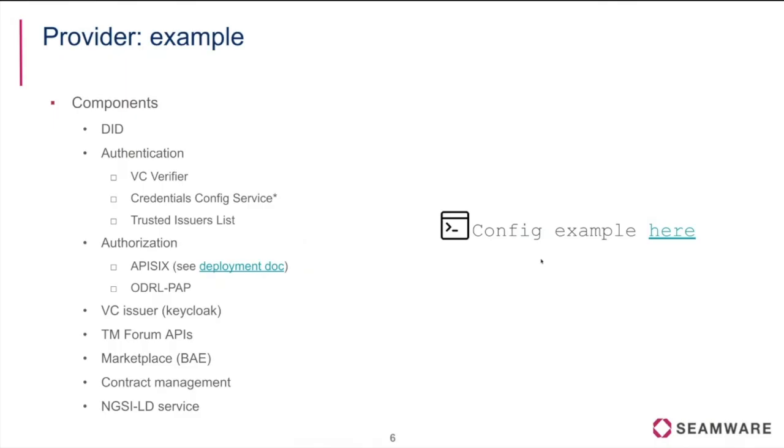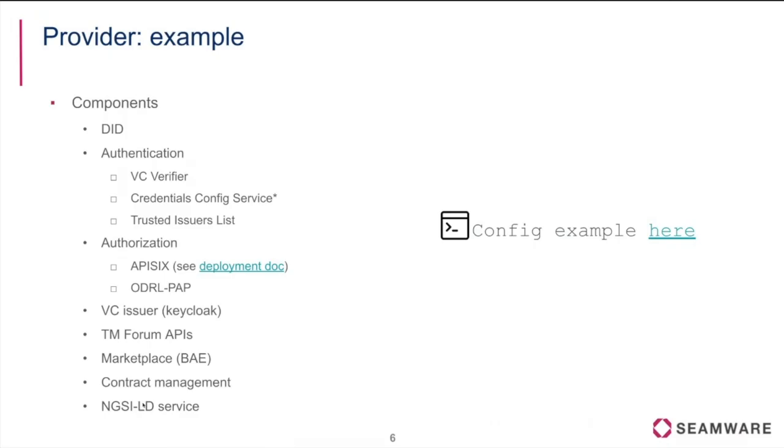Okay, so I'm going to show you an example of the provider configuration for a connector for this provider organization. These are the components that we are configuring here. As you can see, it's a very complete example. It includes the required components and also some of the optional ones. We are enabling the marketplace and the TM Forum APIs. And you can see here also an NGSI-LD service. This is the service that we are going to expose through the connector.